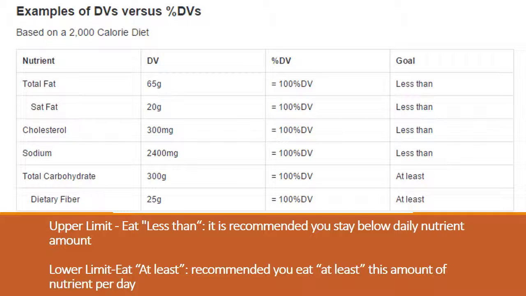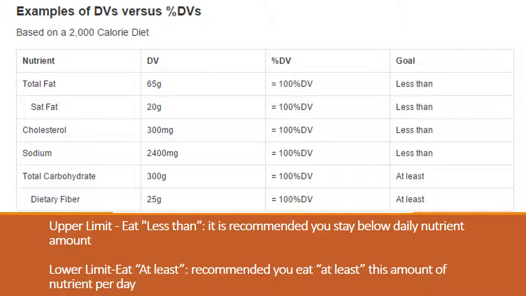The nutrients that have upper daily limits are listed first on the footnote of larger labels and on the example here. Upper limit means it is recommended that you stay below or eat less than the daily value nutrient amounts listed per day. For example, the daily value for saturated fat is 20 grams. This amount is 100% daily value for this nutrient. What is the goal or dietary advice? To eat less than 20 grams or 100% daily value for the day.